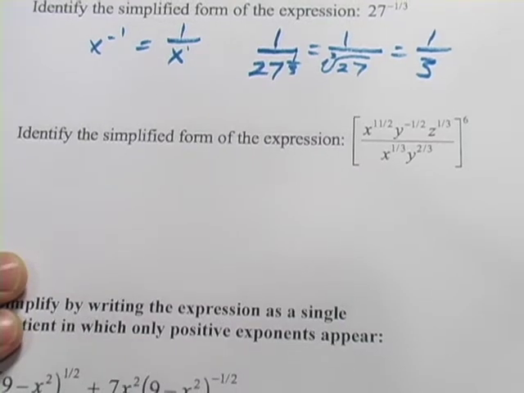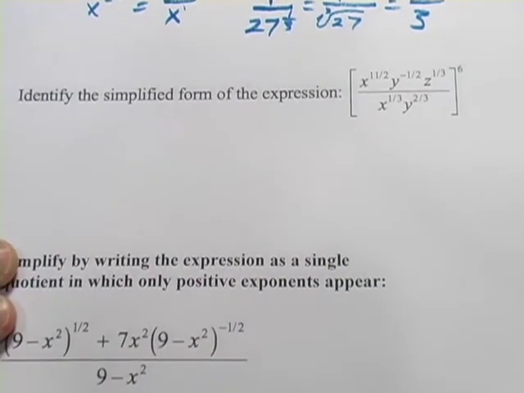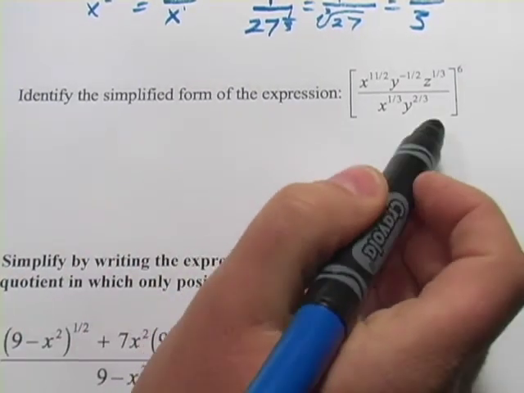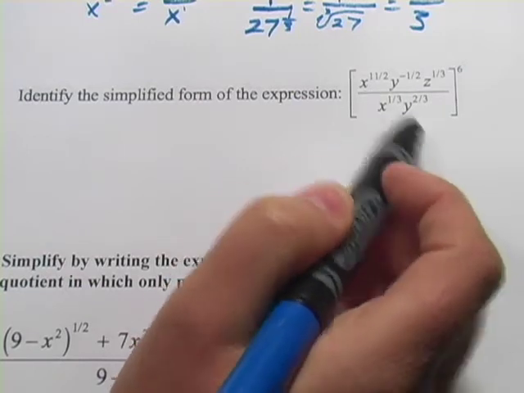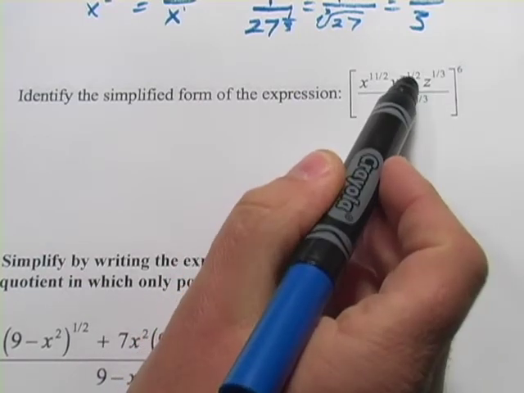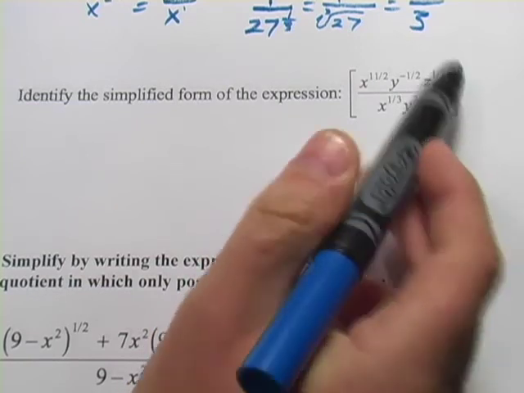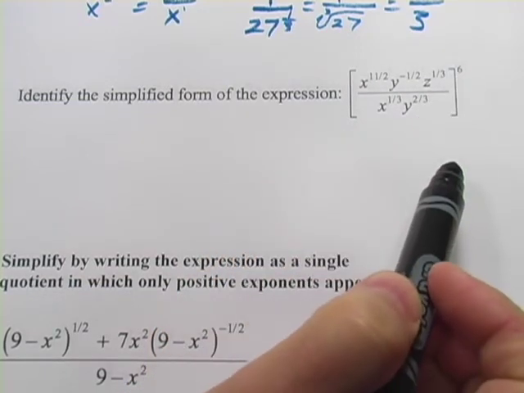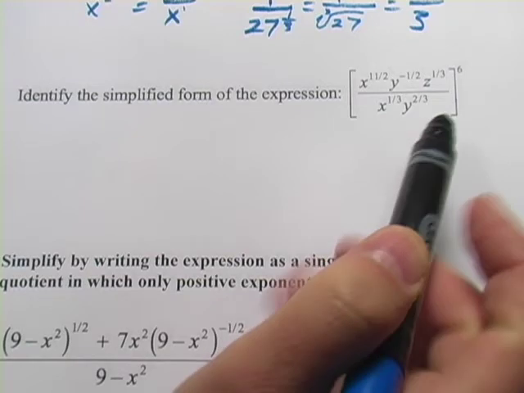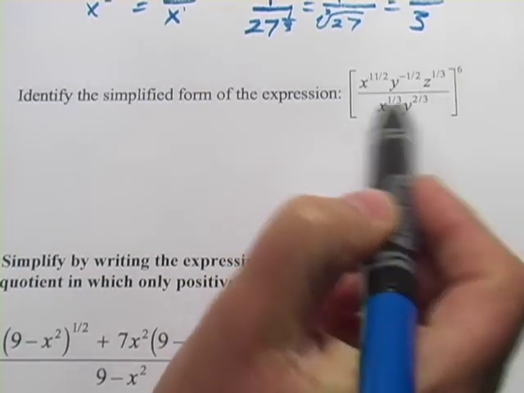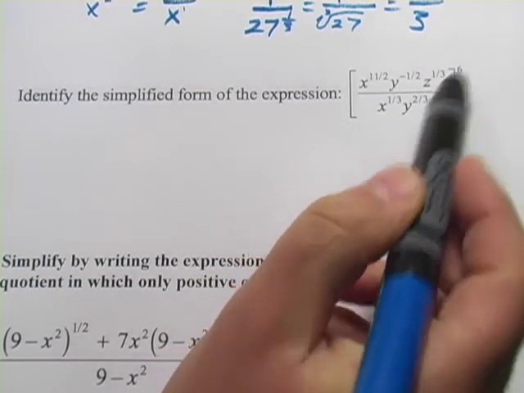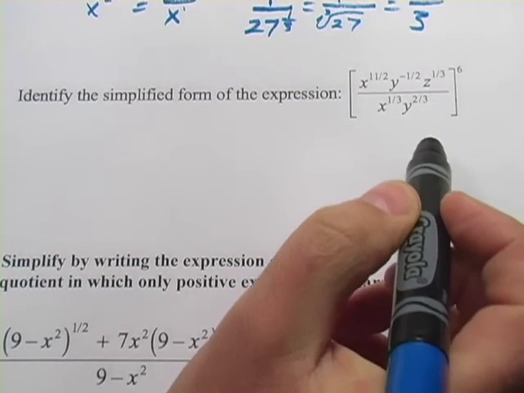Okay, let's look at this next one. It says identify the simplified form of the expression. So we've got all of this messy stuff in here. We've got negative power up on the top here. We've got fractional powers and all these variables. And then we're raising the whole thing to the 6th. What I think I would do first is raise each of these terms to the 6th power, because I think that'll get rid of our fractions.